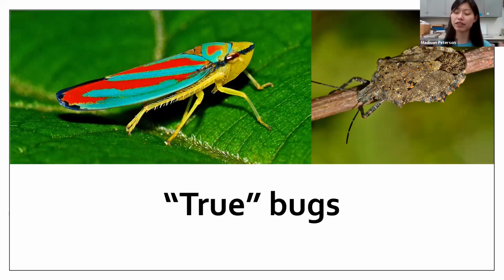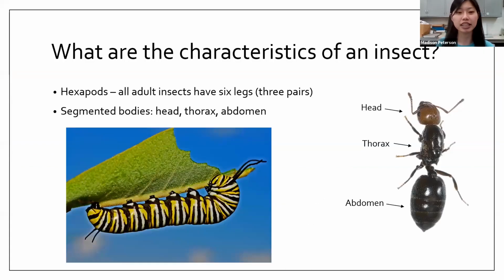These are types of insects that are called true bugs. You probably know stink bugs or assassin bugs. Those are true bugs. In a later lesson on Friday, we're going to teach you how to identify some different types of bugs, some different types of insects, including true bugs. So now that we've talked about bugs a little bit, what are the characteristics of an insect?